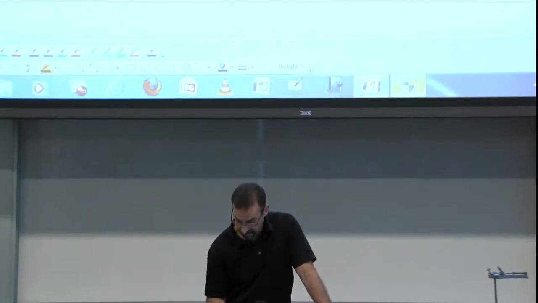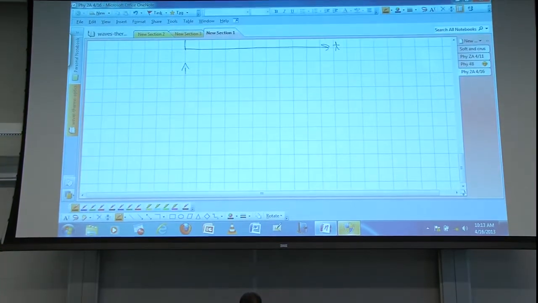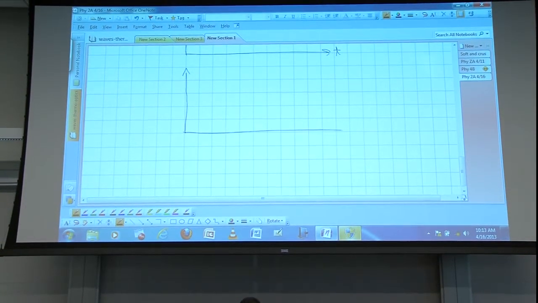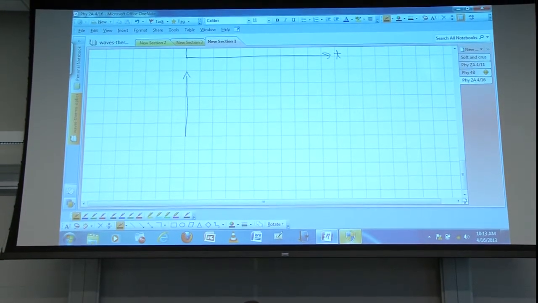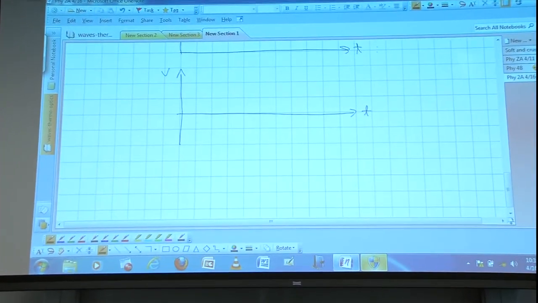The other thing I wanted to talk about were these. We're going to do this a lot in lab. We'll do it a little bit in class too. But when we talk about motion, we often plot position. I'll just do x. Position versus time. Velocity versus time. And acceleration versus time.